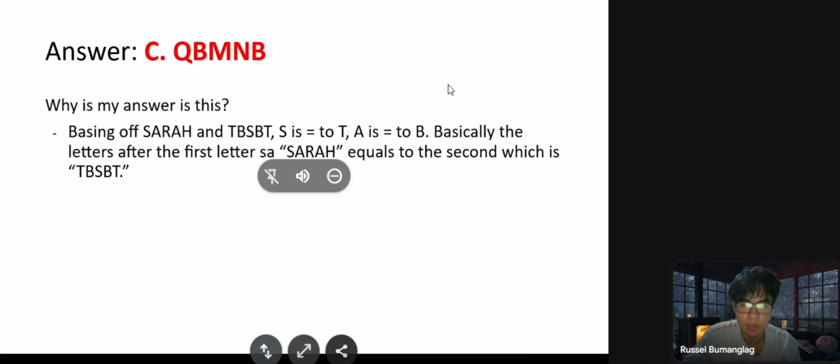Why is my answer this? Basing off Sarah and TBSBT, S becomes T and A becomes B. So basically, the letter after the first letter in Sarah is the second, which is TBSBT. So S to T, A to B, and for R, A, B, C, D, E, F, G, H, I, J, K, L, M, N, O, P, Q, R, S. So this is why I chose letter C for my answer.